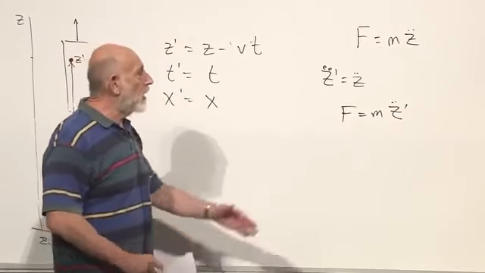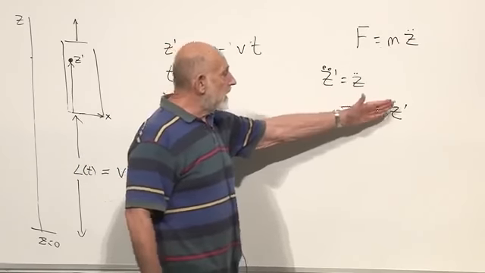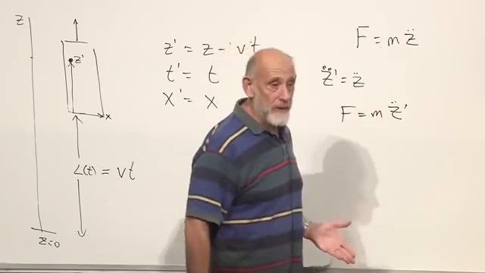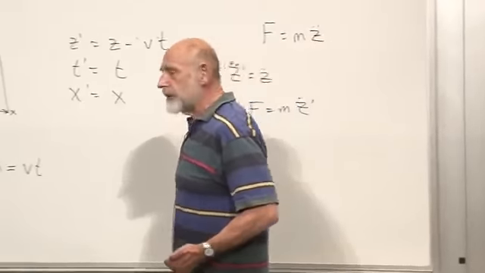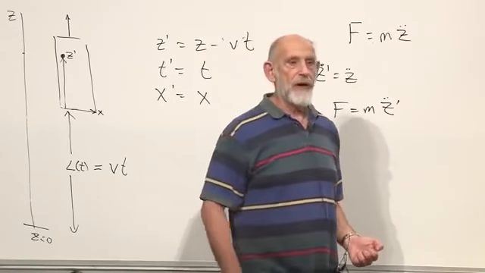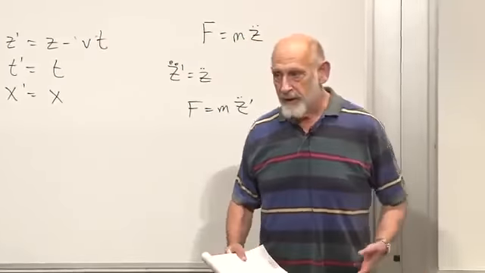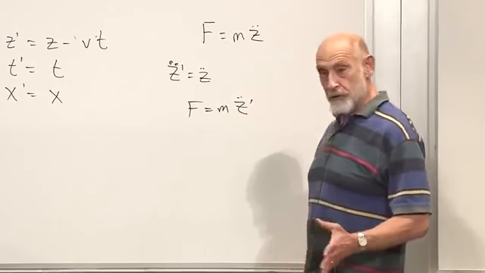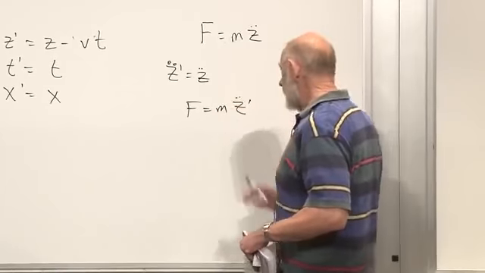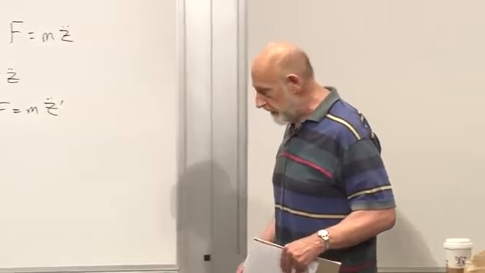We find that Newton's law in the primed frame is exactly the same as Newton's law in the unprimed frame. That's not surprising. They're moving with uniform velocity relative to each other. If one of them is an inertial frame, the other is an inertial frame. Newton taught us that the laws of physics are the same in all inertial frames. So that's a sort of formalization of the argument.